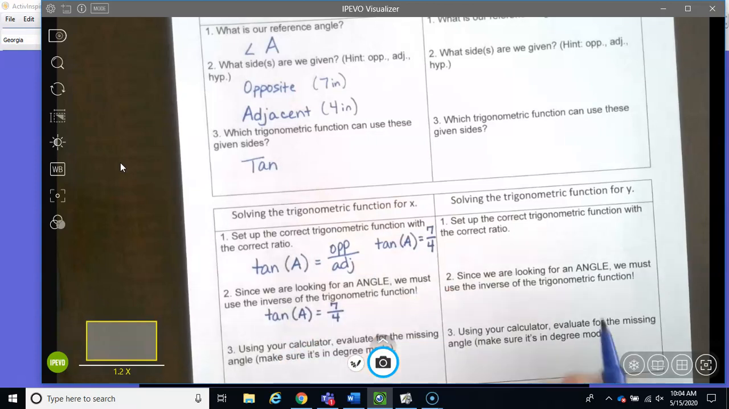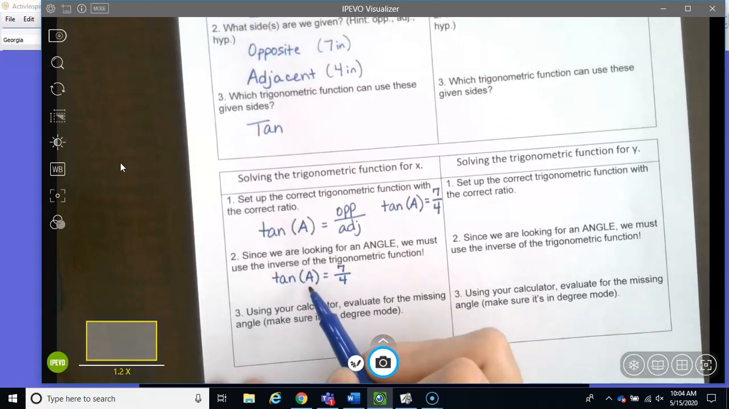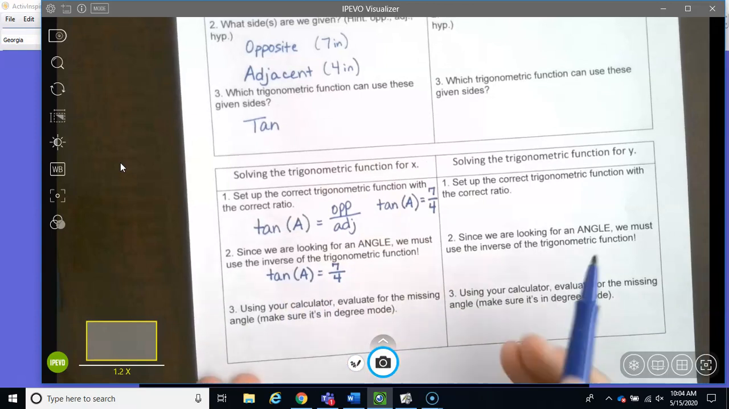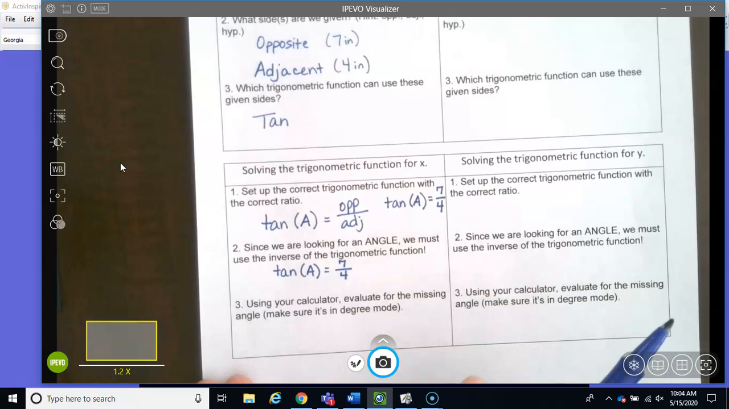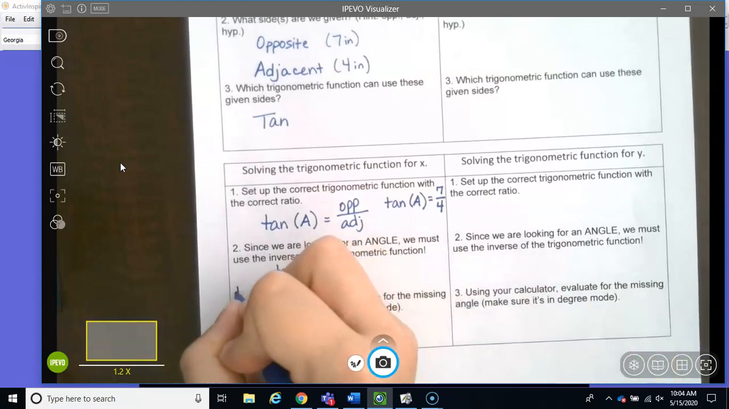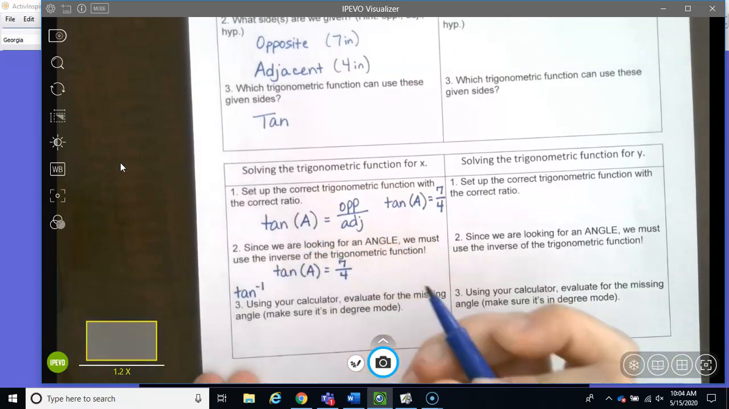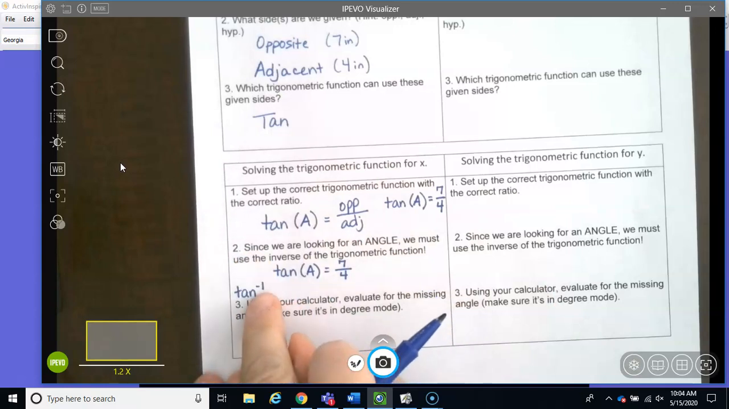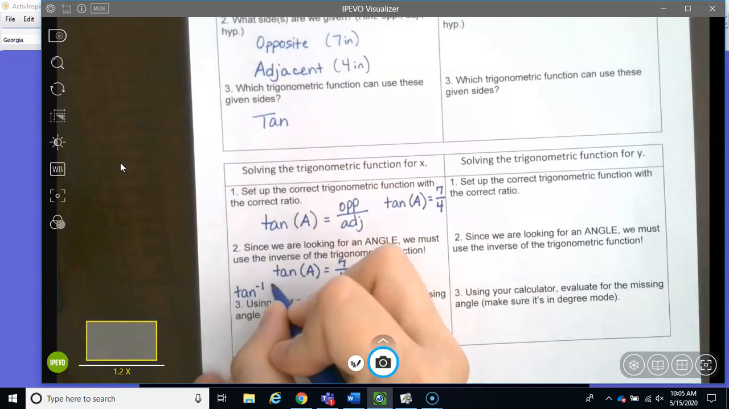Then our goal is to get A by itself, okay? So since we're trying to find that angle A, we need to get rid of the tangent on that side so we can get it by itself. The way you get rid of tangent is you take the tangent inverse of both sides. And tangent inverse just looks like tangent with a -1 exponent. That's how we write tangent inverse.